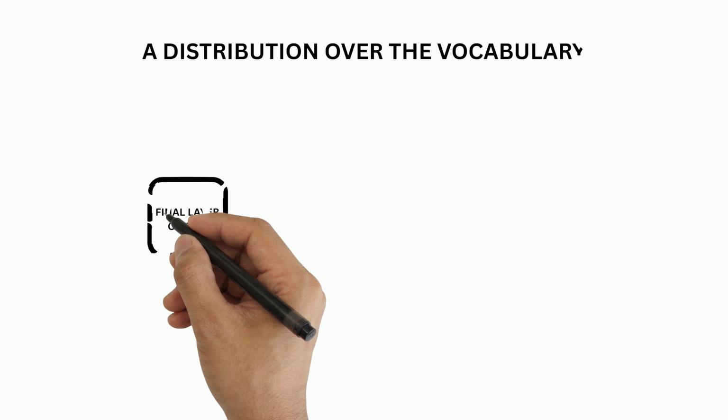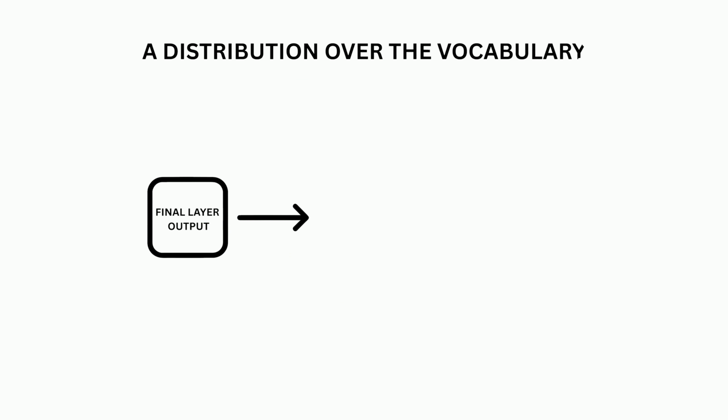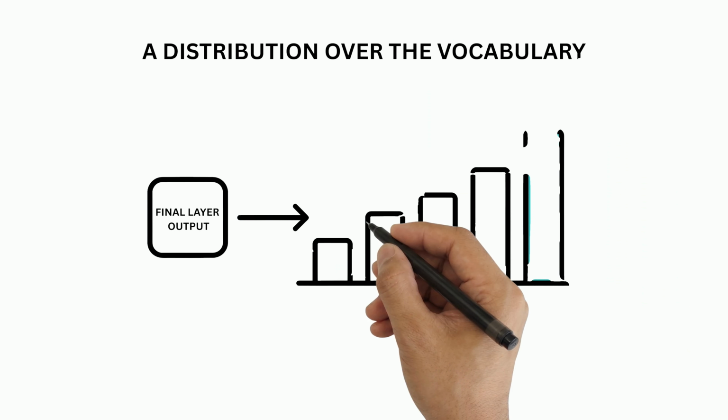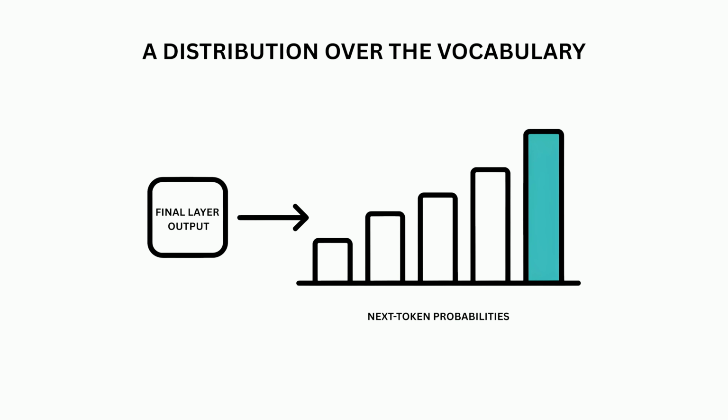The final layer takes the last token's vector and turns it into one score for every single token in GPT's entire vocabulary. Tens of thousands of numbers. A softmax function converts those scores into probabilities that all add up to 100%. In plain terms, GPT isn't looking up an answer. It's computing how likely each possible next token is, given everything it's seen so far in the conversation.